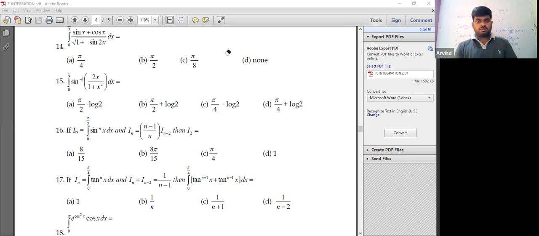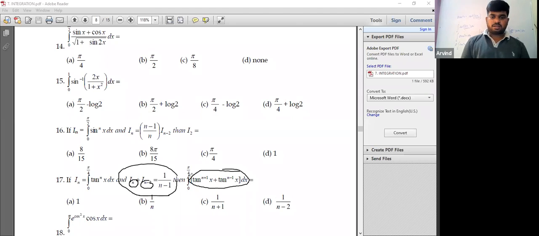Same type for the next one. They have given you this, right? You want tan to the power of n plus 1 x plus tan to the power of n minus 1. So what you do is, put n plus 1 in place of n, then you will get this. As soon as you put n plus 1 in place of n, you get I n plus 1 and I n minus 1. That is nothing but these. Then n plus 1 minus 1 will become n. So the answer will be option B. Simple. In this, you have to just replace n by n plus 1. Then you will get the answer. The 17th one is similar to the 16th one.